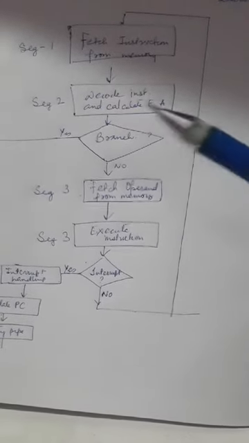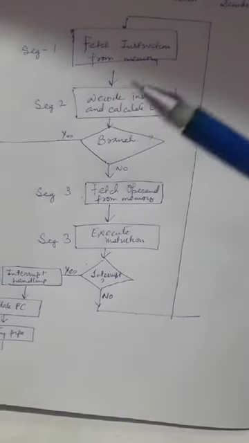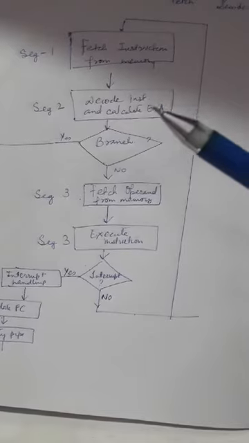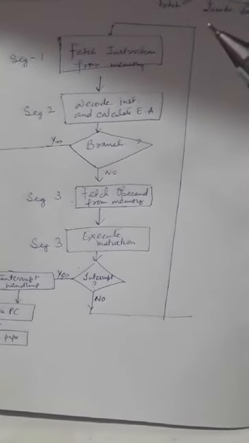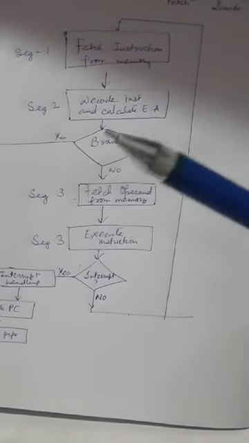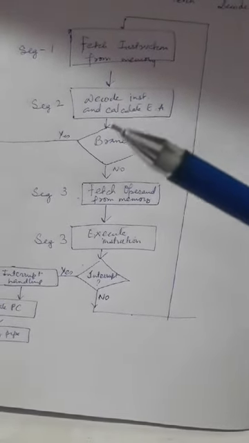Okay, nothing executes here. It's just decoding. So we decode what is the instruction here. That is the second part. Fetch, then decode. Okay, and then before we execute, we know that the third step is execute.